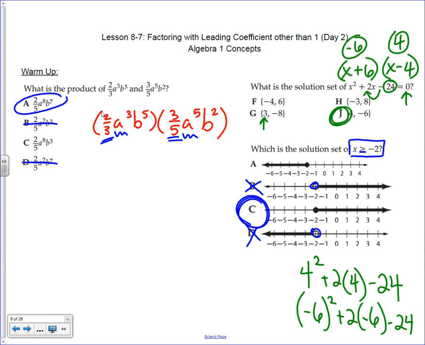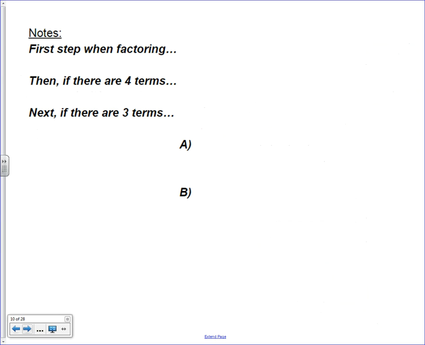Okay, so before we even get to sliding and dividing, what do we always have to check for first? Okay, that's always first and foremost. You can't forget about it. Okay, GCFs are good because GCFs make our numbers smaller. Okay, and smaller numbers are definitely easier to work with. Then it's been a while, but how do we do 4 terms? We group them. And when you do group them, it's 2 by 2.